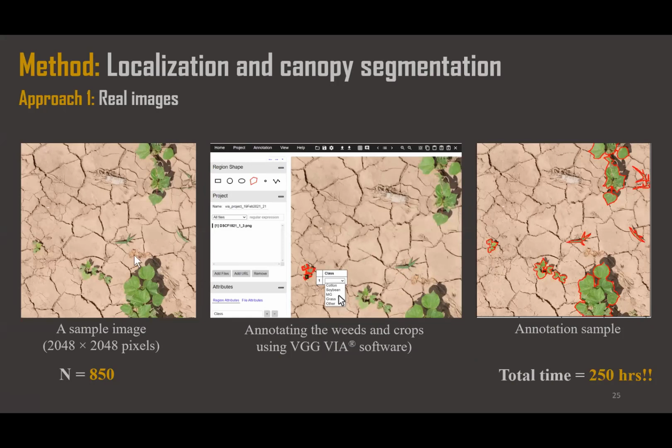For real images, we had altogether 850 images, and we had to go over each image and annotate the weeds and label them as cotton, soybean, morning glory, grass, or other weeds. On the right, you can see a sample result of the annotation. It took us around 250 hours to go over each image and annotate. This was not efficient, and we were not happy with it, so we had to look for an alternative approach.